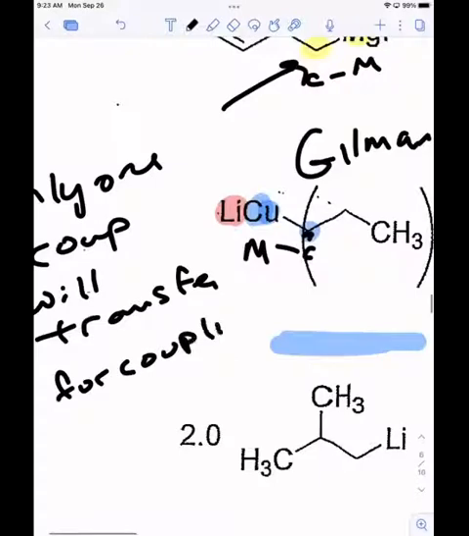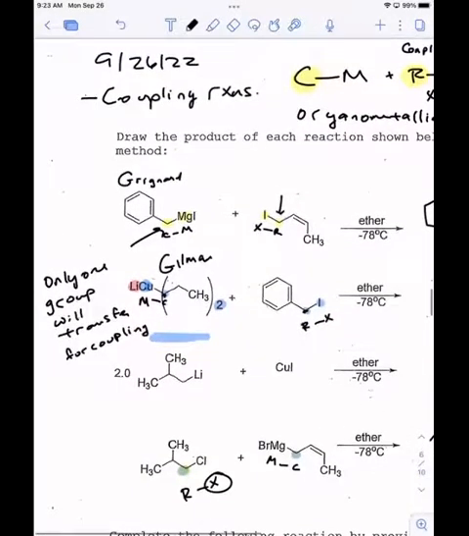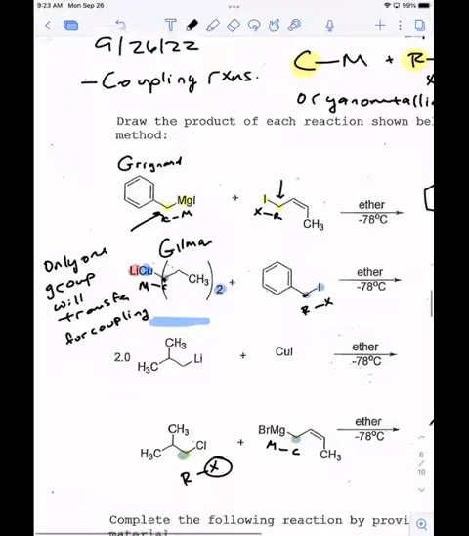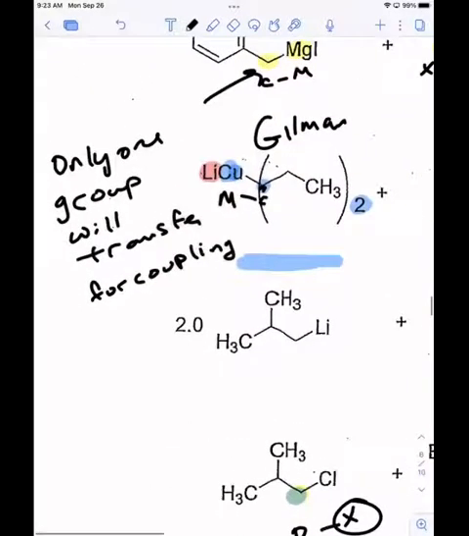Questions about that? When you say it only transfers one of the groups, about the two, that's referring to the... Yes, because if we were to draw that out, it would look like this, right? It would have too many carbons.